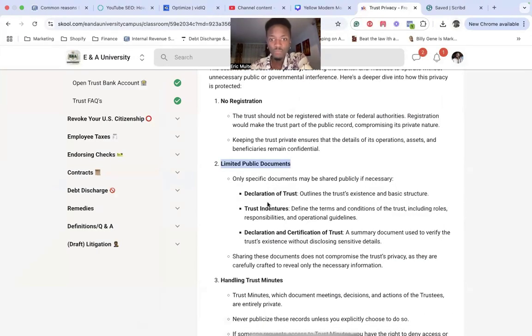There's also what's called the declaration of the trust, right? Outlines the trust existence and the basic structure, right? So a declaration of trust is similar to the certificate of trust, right? Because both of them are allowed to be shared in public, where the actual trust itself cannot be shared in public and no one can request it. Because if anyone requests it, right, remember it no longer is private. So you're not allowed to share it with them. You share with them, you basically have shared your trust privacy with the public and it's no longer a private matter.